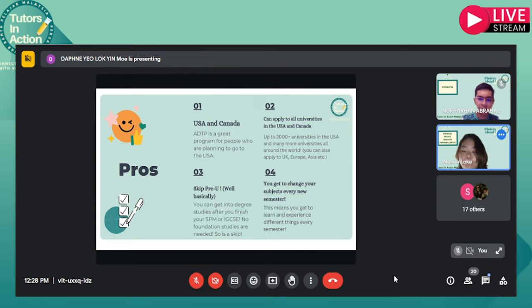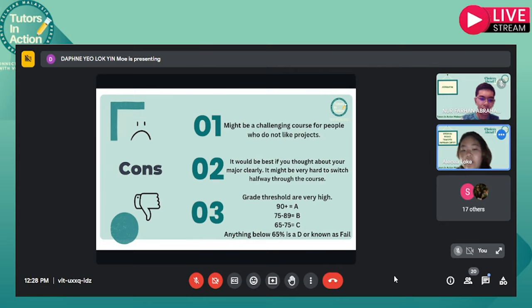Okay, here are the cons. ADTP is actually quite challenging for people who do not like projects, because it's more like a 90% project-based course and 10% assessment course. So every time you go to class, people will just give you assignments and projects.